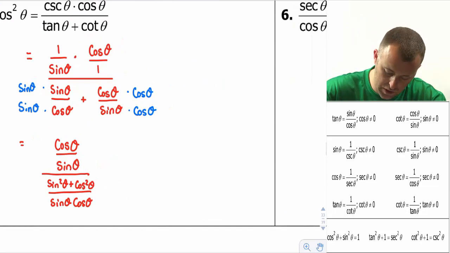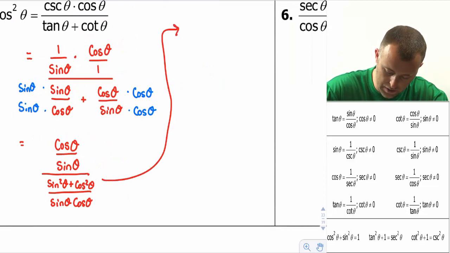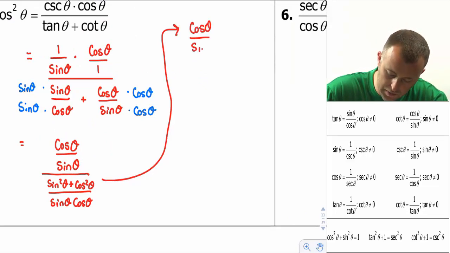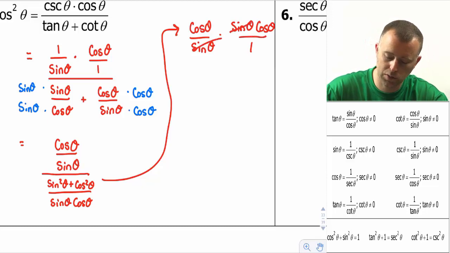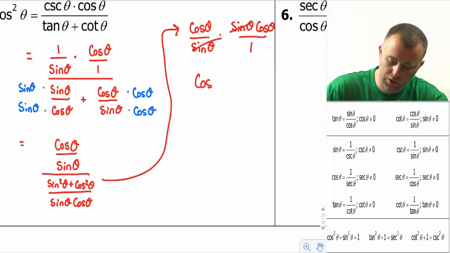So when I do keep change flip, I don't have to copy that down again. This will be cosine theta over sine theta times sine theta cosine theta divided by 1. That's very useful because now the sines cancel. You get cosine squared theta, which is your left-hand side.